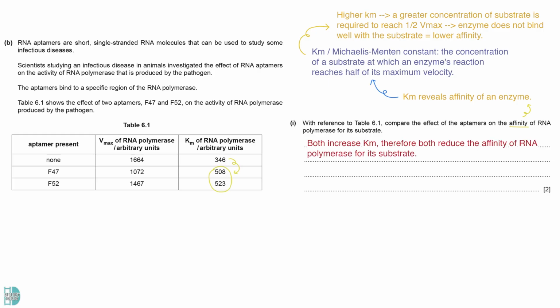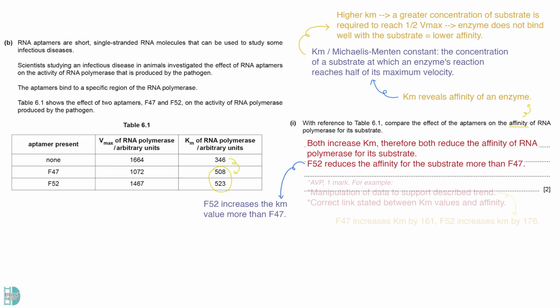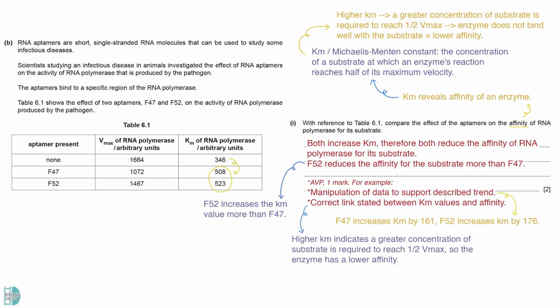Both aptamers increase the Km of the enzyme. This means that both reduce the affinity of RNA polymerase for its substrate. However, F52 increases the Km value more than F47. This indicates that it reduces the affinity for the substrate more than F47. There is a mark for AVP. You can manipulate data from the table to support any described trend. For example, you can compare the increase of Km values by the aptamers. You can also state the relationship between Km values and affinity.